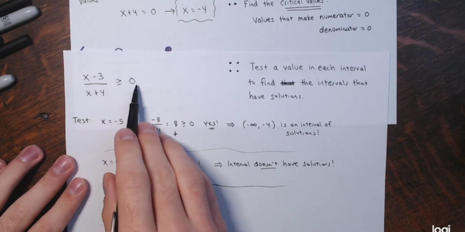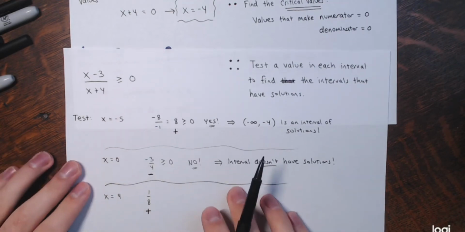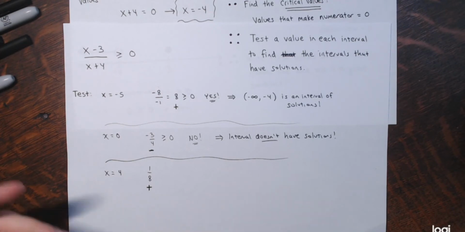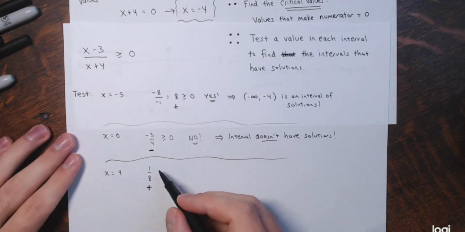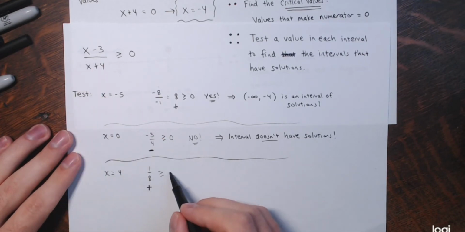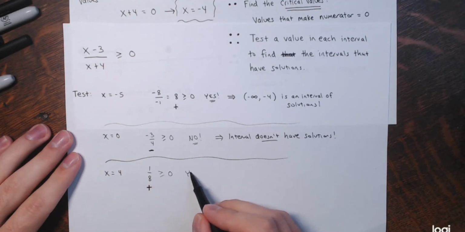And when you're comparing to 0, you only really need to know, am I positive, greater than 0? Am I negative, less than 0? Right? So when I plug in 4 for x, it's 1/8, a positive number. Is that greater than or equal to 0? Well, yeah, a positive number is greater than 0. So yes, this is a solution.